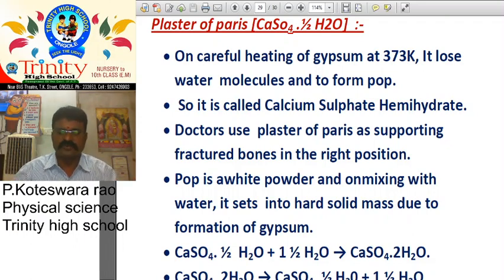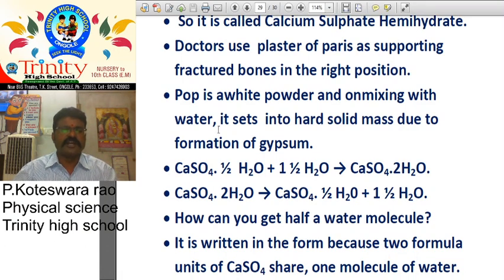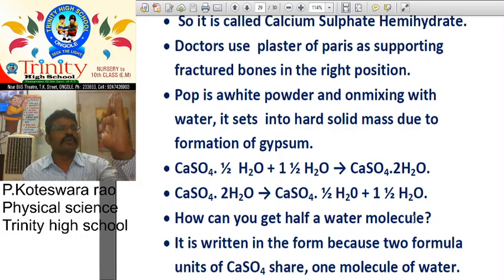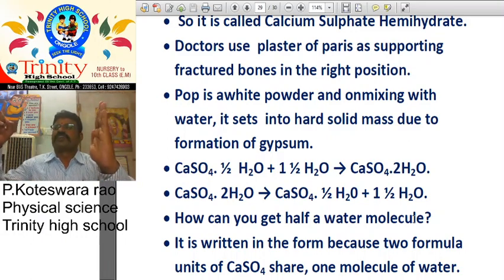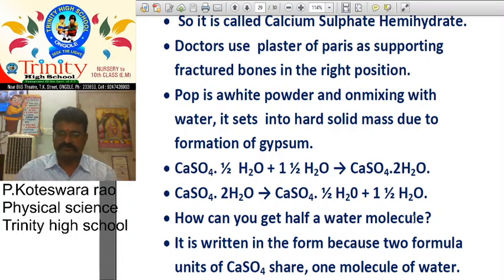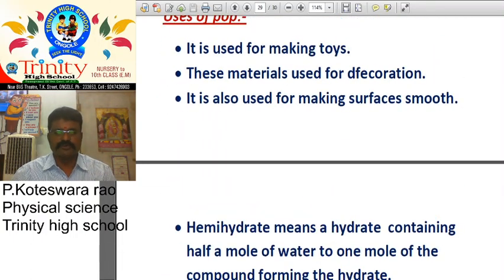So what about their formulas? We already discussed here. These are the formulas. And how can you get half a water molecule? I already told, if you take 2 formula units of calcium sulfate, they share one water molecule. If you take 1 formula unit of calcium sulfate, it has half a water molecule. That's why here we get half water molecule. And after that, uses of POP. POP is used for making toys. These materials are also used for decoration purpose. It is also used for making surfaces smooth.